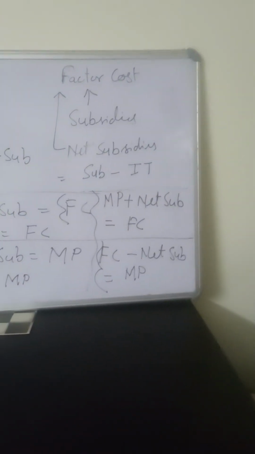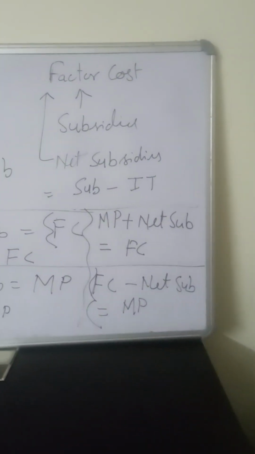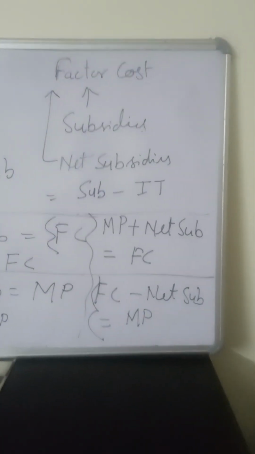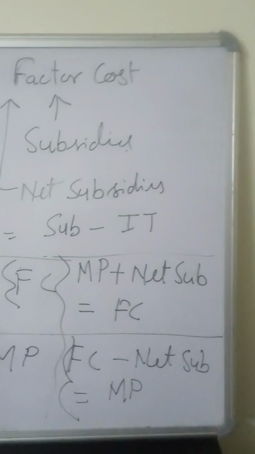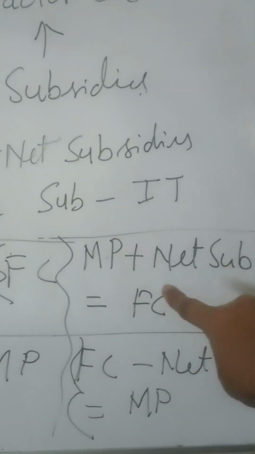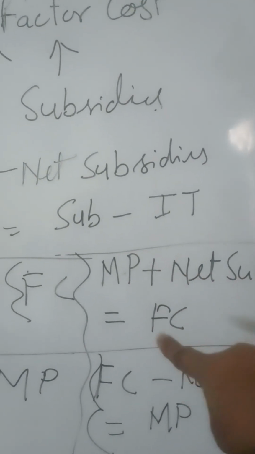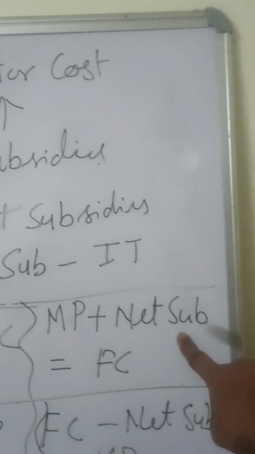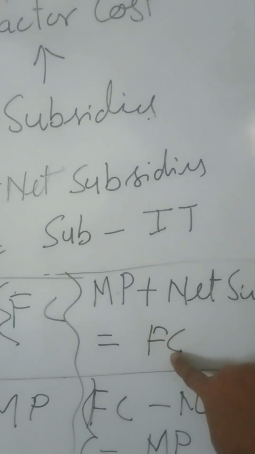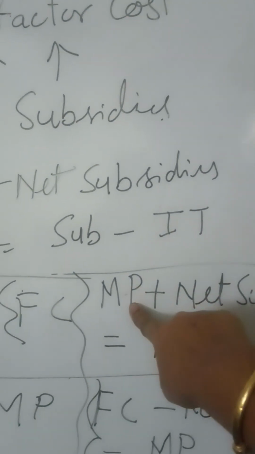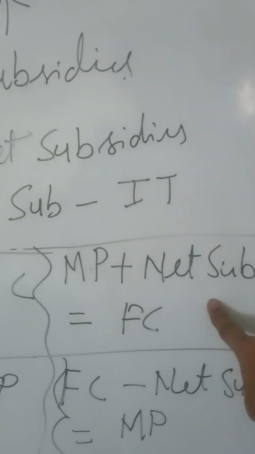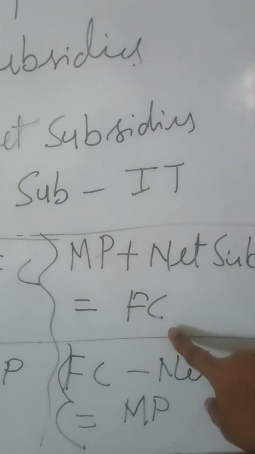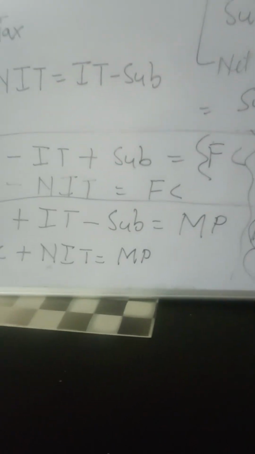And if in our question we are given not NIT but net subsidies, right? So how to convert MP into FC? You can see, MP plus net subsidies is equal to FC, because net subsidies is included in factor cost while it is not included in MP. So we have to add net subsidies to MP to convert MP into FC, right?